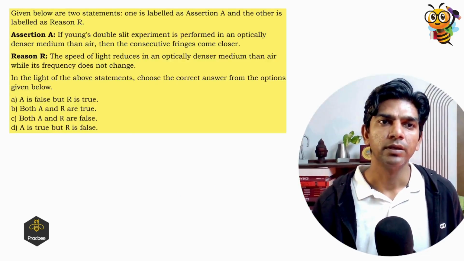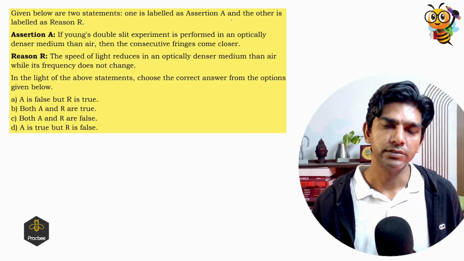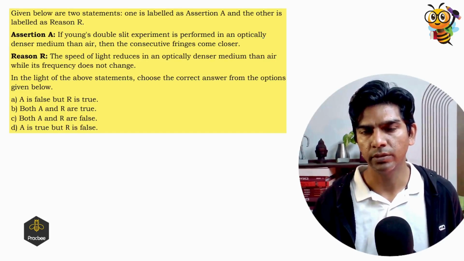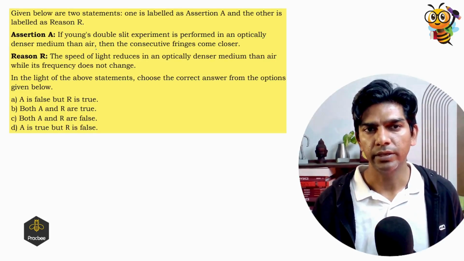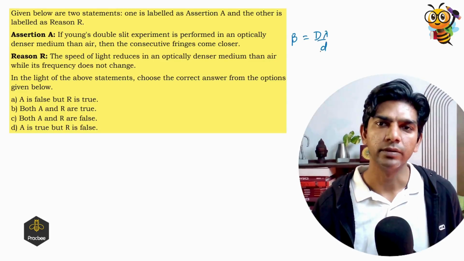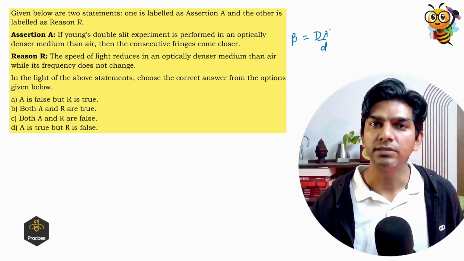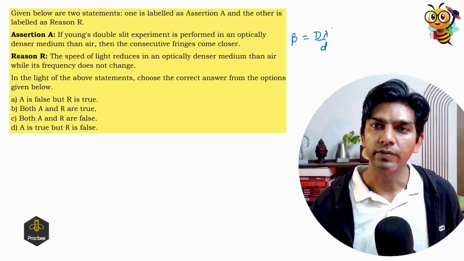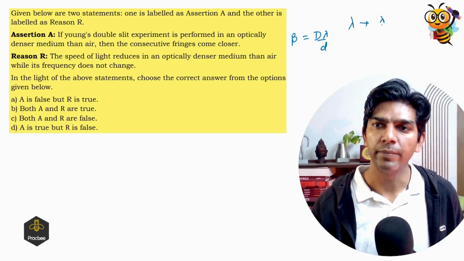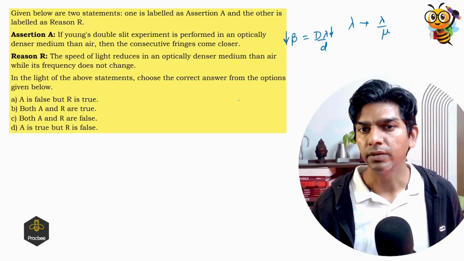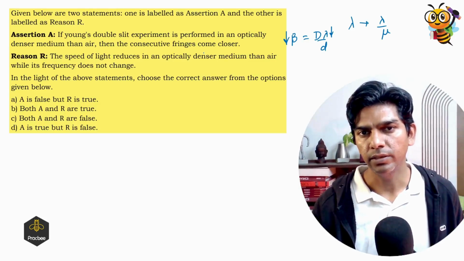Let's see the next question. Given below are two statements, one is labeled as assertion and the other is labeled as reason. If the Young's double slit experiment is performed in an optically denser medium than air, then the consecutive fringes come closer. So we know fringe width is given as d lambda by small d. So if we increase the refractive index of the medium, then wavelength will decrease. So wavelength will become lambda by mu. So beta will also decrease. So the consecutive fringes will come closer.